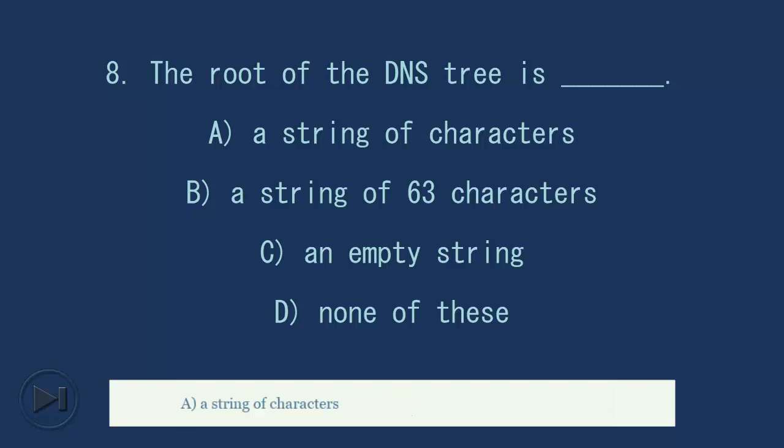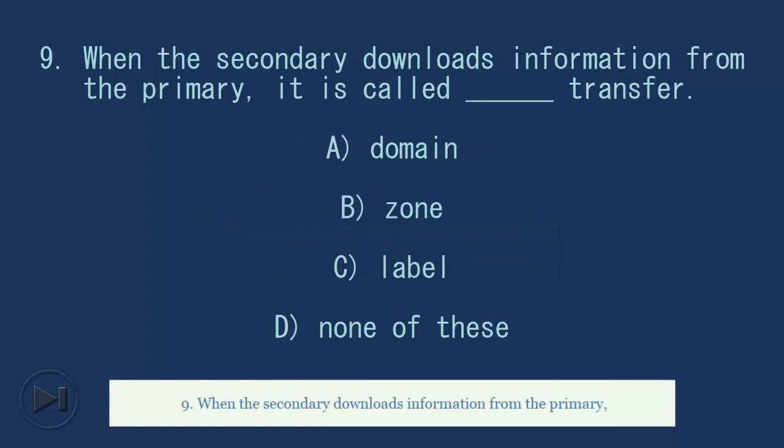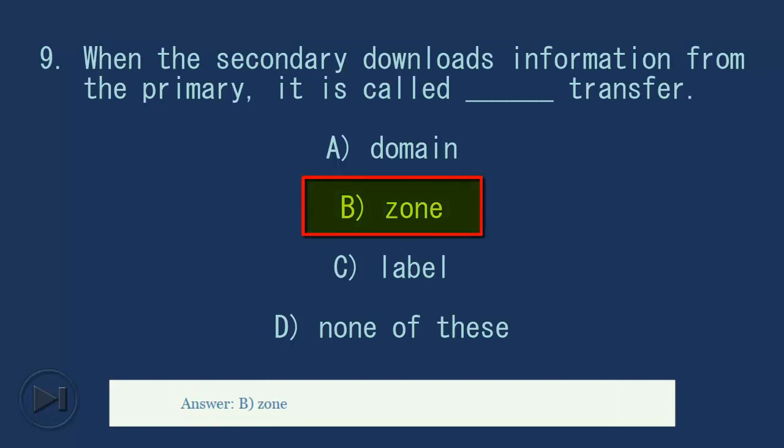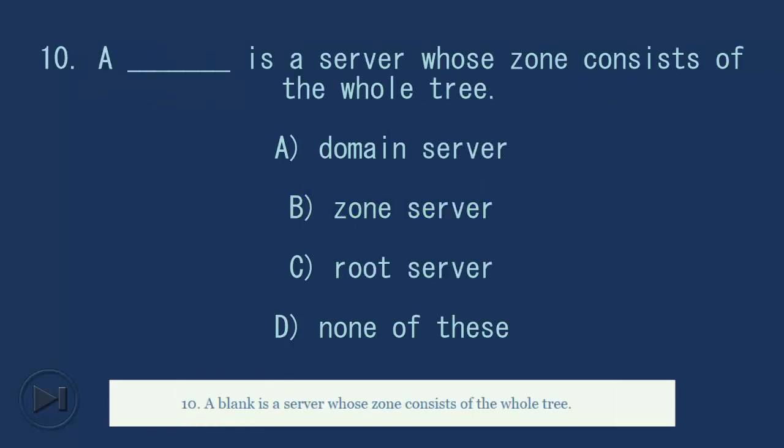8. The root of the DNS tree is blank. A. A string of characters. B. A string of 63 characters. C. An empty string. D. None of these. Answer, C. An empty string. 9. When the secondary downloads information from the primary, it is called blank transfer. A. Domain. B. Zone. C. Label. D. None of these. Answer, B. Zone.